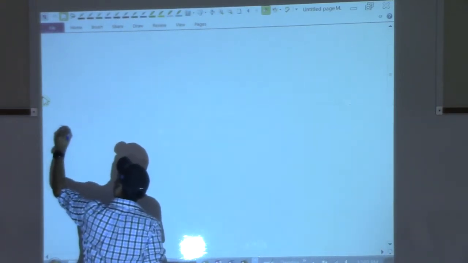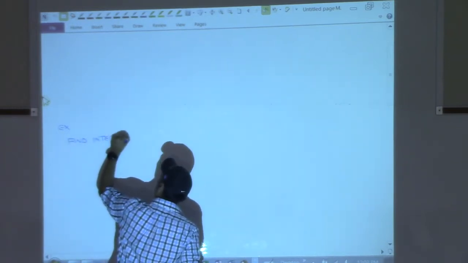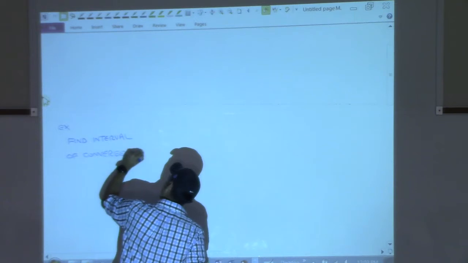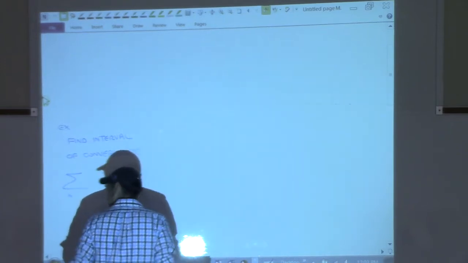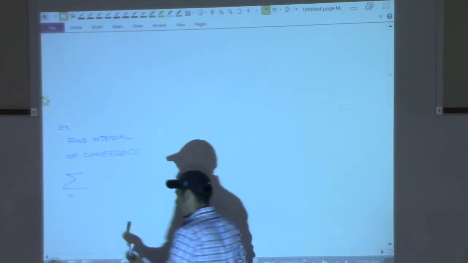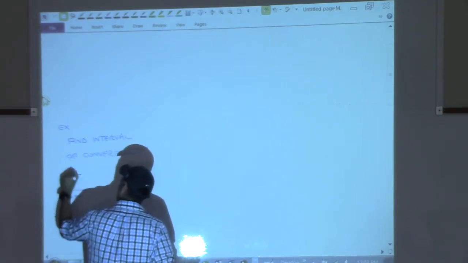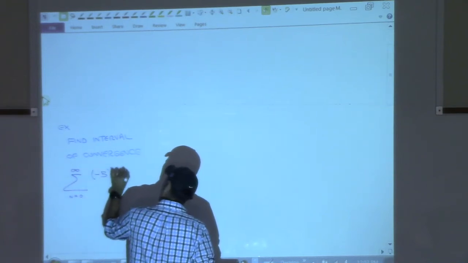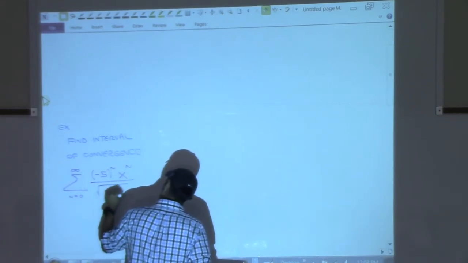Another example. Find the interval of convergence of the sum from n equals 0 to infinity of -5 to the n times x to the n over the square root of n plus 1.